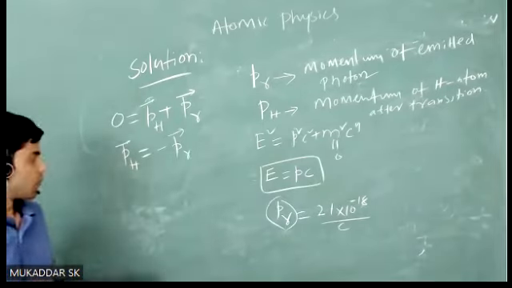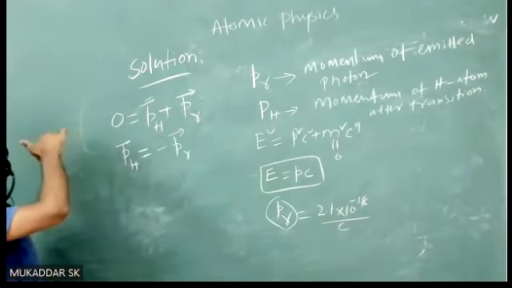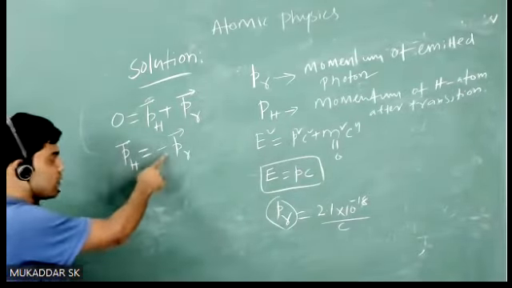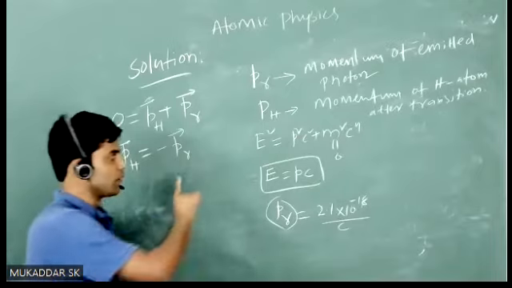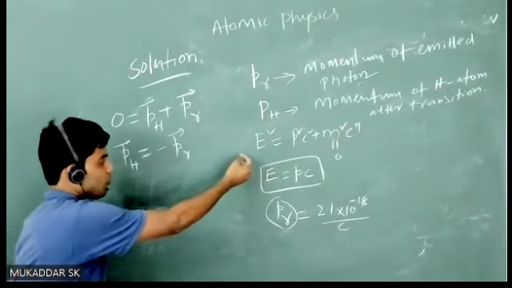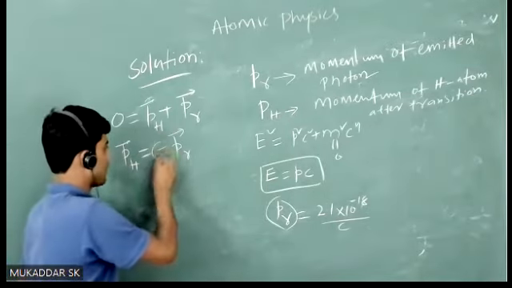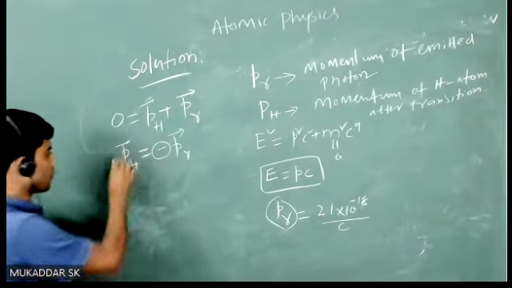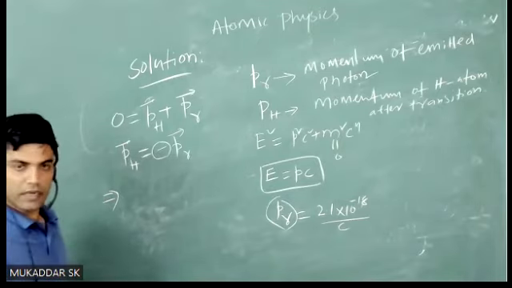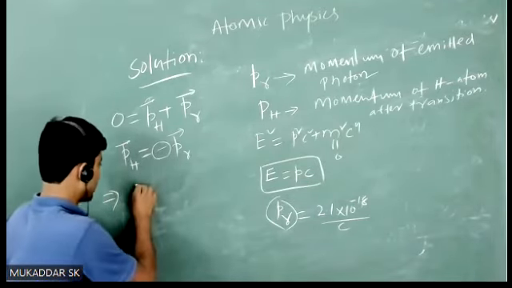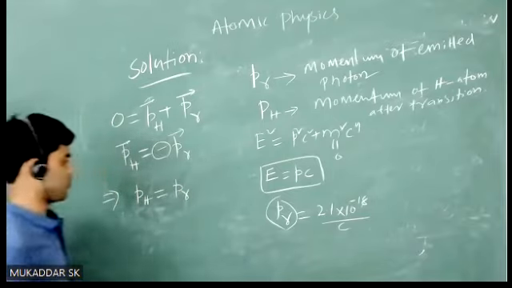Minus means if the photon is moving in one direction, there will definitely be the hydrogen atom in the opposite direction. That is what minus represents here. If the photon is emitted in the forward direction, the hydrogen atom will move in the backward direction. That is the significance of minus here. Now if you take the magnitude, because you have to calculate speed, and speed is a scalar quantity, then in magnitude, P of H should equal P of gamma. If you take the mod.